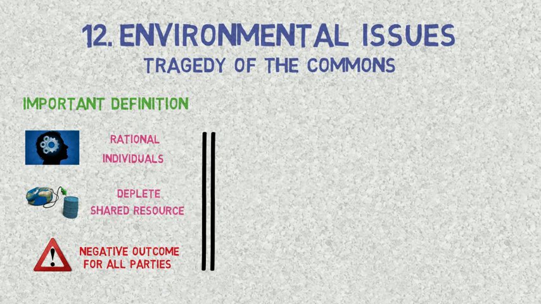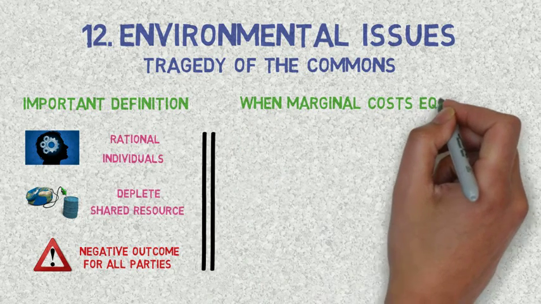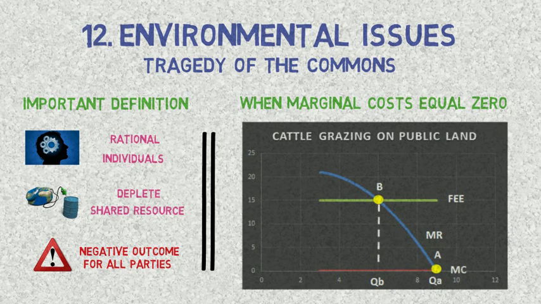This usually happens when the rancher can use public land without paying any fee. In this case, he ends up using the land until his marginal revenue equals his marginal cost. Since his marginal cost is zero or very close to zero, he continues to graze until the land is depleted beyond beneficial use by ranching. The rancher stops producing when he reaches point A.